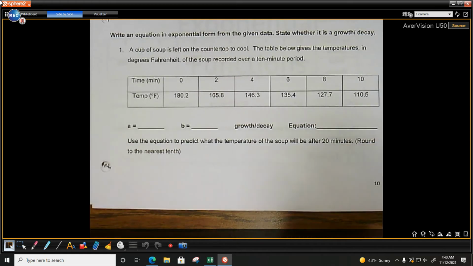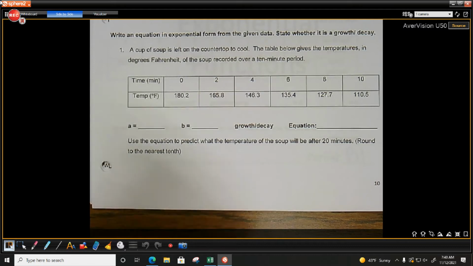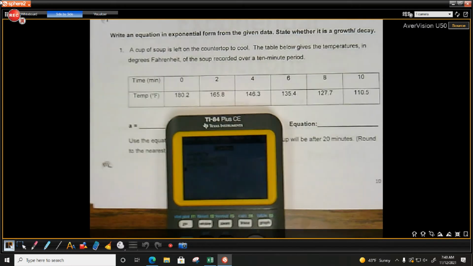So now we are going to do an exponential regression problem where it actually represents something, okay? So a cup of soup is left on the countertop to cool. The table below gives the temperatures in degrees Fahrenheit of the soup recorded over a 10-minute period. Okay, so we are going to go to our calculator.